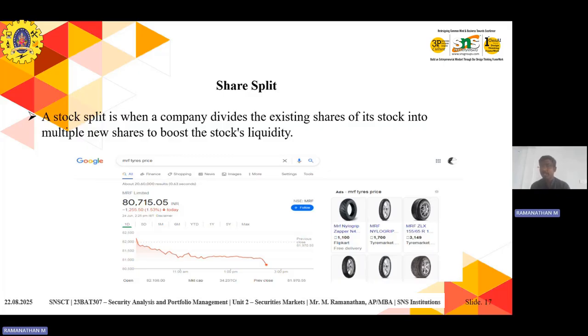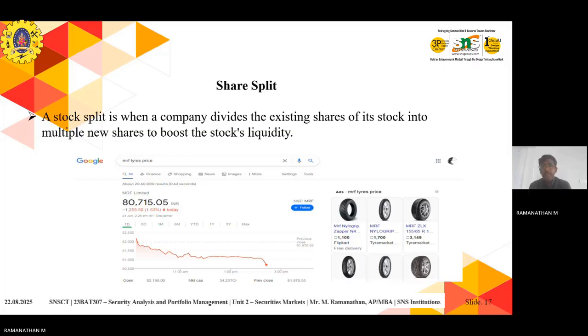So why is the split more effective? Let me tell. If the MRF share is 80,000 rupees, 80,000 is not affordable by everyone to buy that share. If it is 80,000, nearly 1% or 2% will buy that. If I split that share into 10, then the value will become 8,000, because 80,000 is divided by 10. So the share price is 8,000. Then possibly 10 to 20 persons can purchase that share for 8,000.